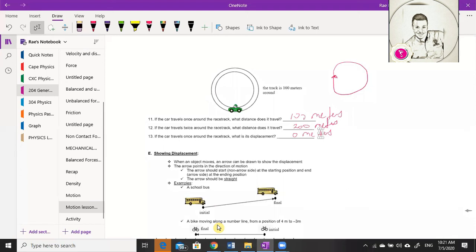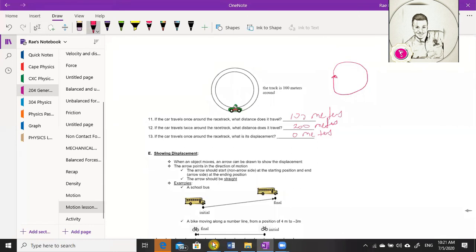Ask the question again, please. Like for the racetrack, for the third question, he said once around, what is the displacement? It would equal 0 because he comes back to the same starting point.